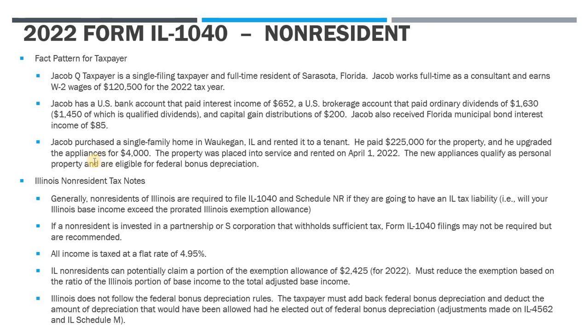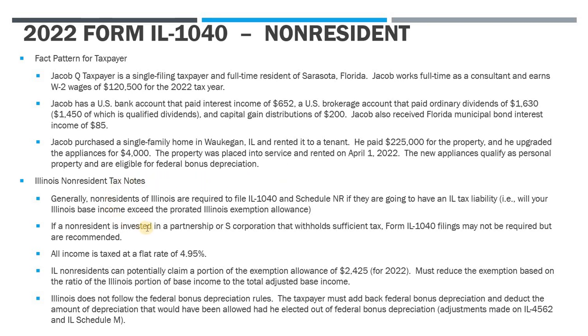Now, for the rental property, he purchased a single-family home in Waukegan, Illinois, and rented it out. He paid $225 for the property, and he spent some money upgrading the appliances, $4,000 in total. The property was placed into service and rented out beginning April 1st, 2022. And the new appliances, because they're 5-year personal property, are going to be eligible for federal bonus depreciation, which is 100% for 2022. So he's going to claim that on his taxes as well.